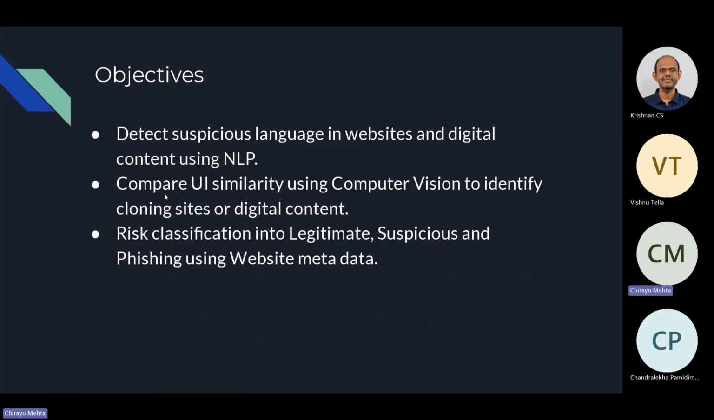In this project, we have three major objectives we have tried to achieve. The first one is to detect suspicious language in websites and digital content using natural language processing. Our second major objective is to compare user interface similarity using computer vision, which is a very promising technology nowadays to identify different digital content, to see whether the sites are cloning or not. Our third major objective is risk classification of websites, whether the website is legitimate, suspicious, or a phishing website, using the website's metadata.